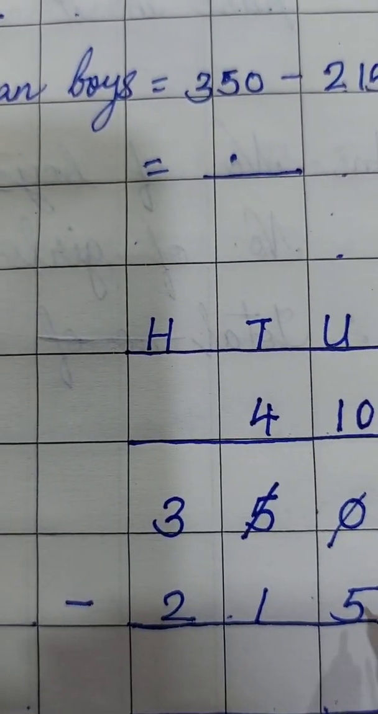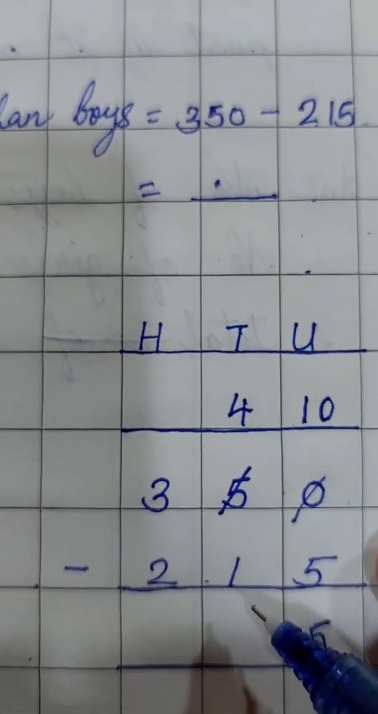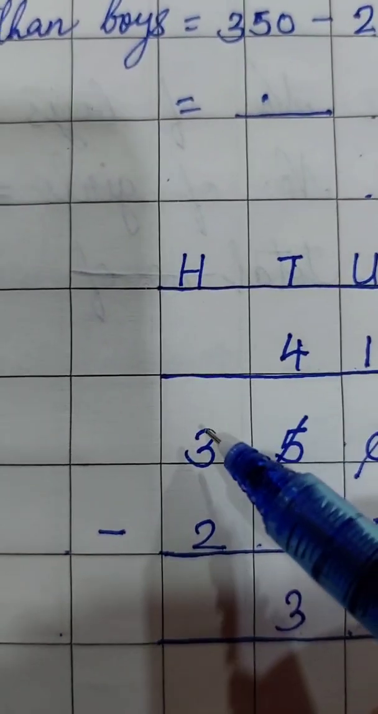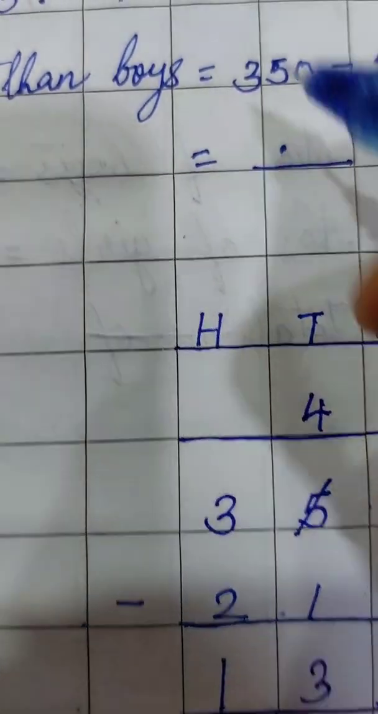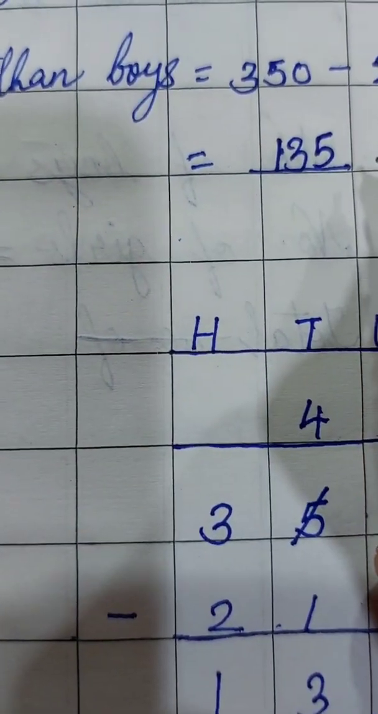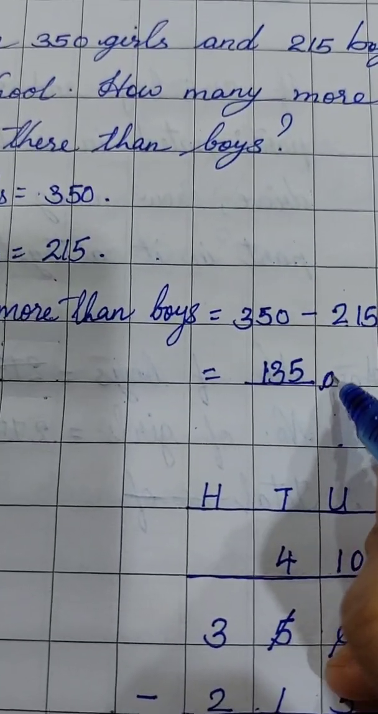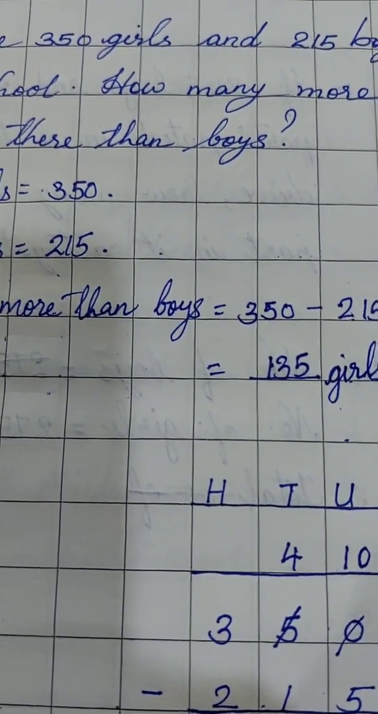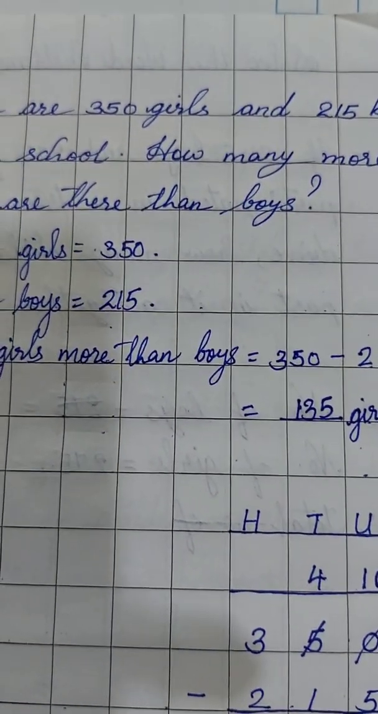Then 10 minus 5 is, very good, 5. Then 4 minus 1 will be 3. Yes. And now your 3 minus 2, 1. So what is your answer? 135. So 135 girls are more than boys. So this is the way you solve your word problems.